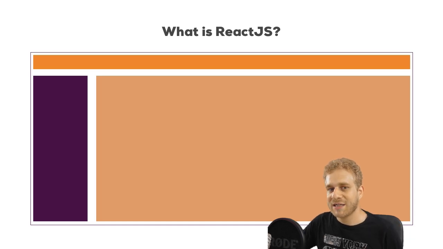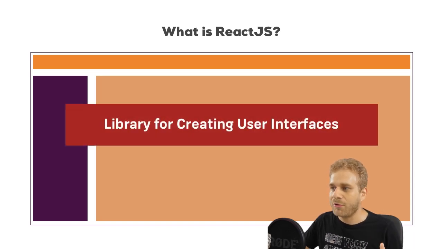Therefore, ReactJS is often used as the V in an MVC pattern, so as the view, and it is a library for creating user interfaces. That's what the official page says, and that is what really is true. That's ReactJS, a JavaScript library which helps you create user interfaces.